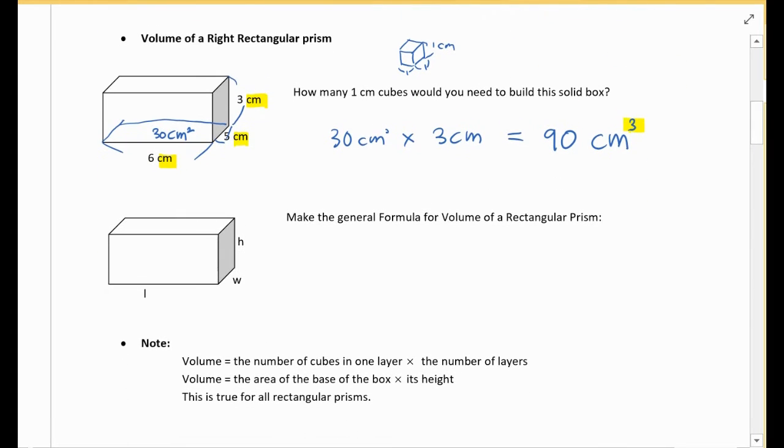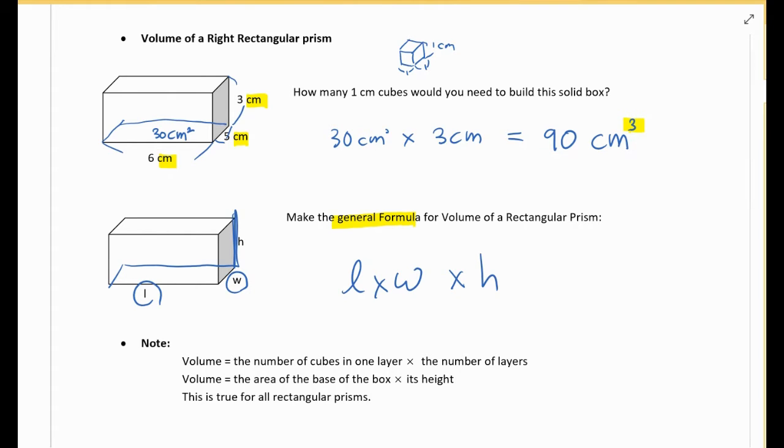All right. So make the general formula for volume of a rectangular prism. To find the volume, we can simply find the base layer, which is length times width, times the height. Okay? So L times W times H is the volume. L times W is called the base layer.